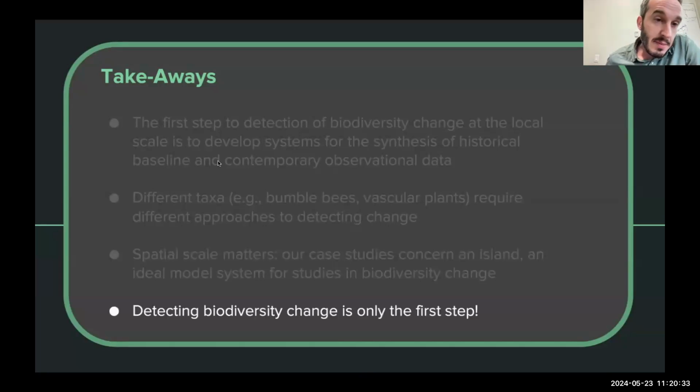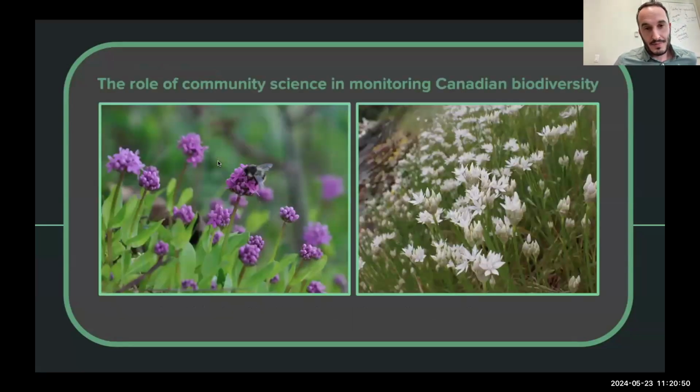And detecting biodiversity change, of course, is only the first step. We care to prevent changes from taking place in some cases. But detecting change in the first instance is a non-trivial task that we need to address in order to monitor biodiversity and prevent its loss. So through this work, we aim to set an example for the role that community science can play in our long-term effort to develop systems for the detection of biodiversity change. The challenge that we've committed to through COP15 is a global challenge, but our results demonstrate that we can make a difference in addressing that challenge at the local level.